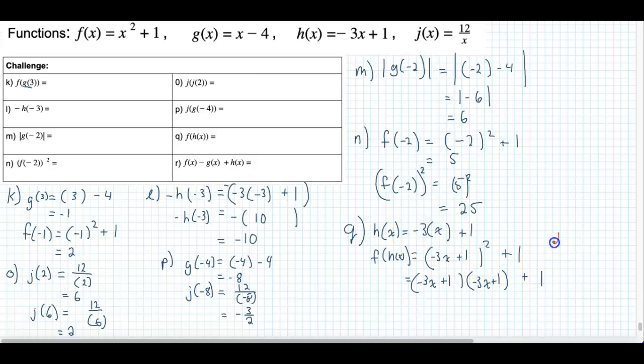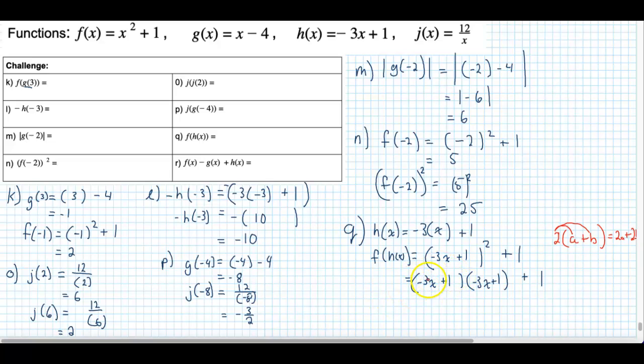Just to recall, if I have 2 times any binomial, say a plus b, the distributive property says I have to multiply 2 by both parts here. So I have to multiply 2 by all of this bracket, which does make sense, right? So we would get 2 times a plus 2 times b. Okay? So that's what we're doing here, but if you notice, we have to do it twice because we've got 2 numbers here in our binomial times another binomial. So I'm going to use the multiplication here first. So negative 3x times negative 3x.